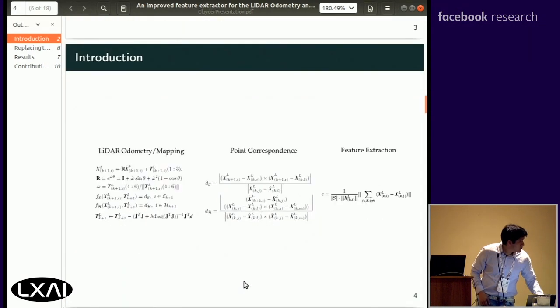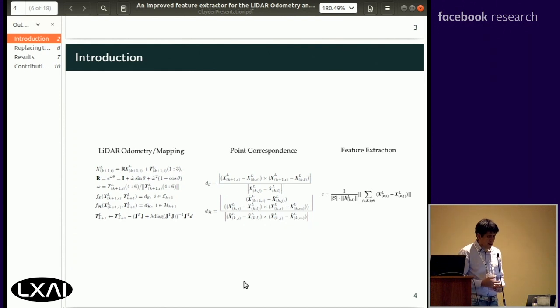When I started to study this paper, which is the LOM algorithm, I started to study the different equations of this algorithm. I'm not going to describe any equation, but I just want to show you a general view of the equations. There are some equations for the mapping, for the odometry. There are other equations for the feature point correspondence.